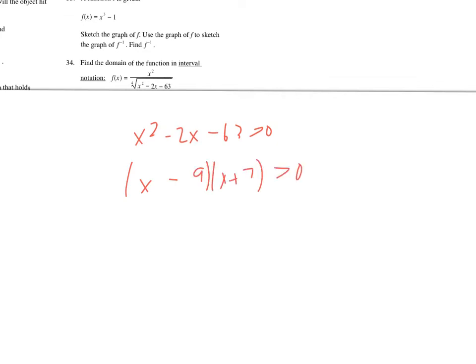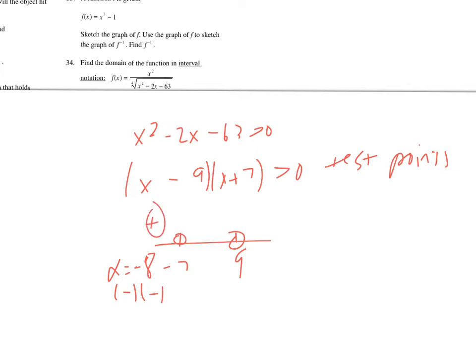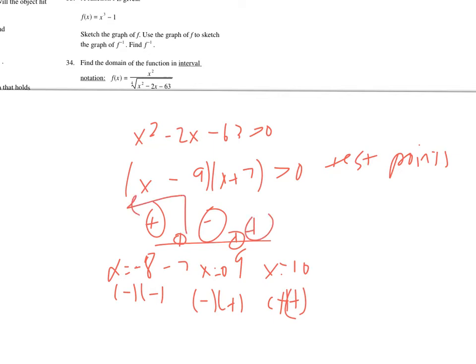And then we do need test points here. I already kind of knew that because we have the quadratic inequality. So we're going to go negative 7 and 9. We've got open circles here. And then you can test them out. So we get x equals negative 8, so that's a negative negative. And then x equals 0 is a negative positive. And then x equals 10 is a positive positive. So let's see, we're going to go that way and that way. So we get negative infinity to negative 7, union 9 to infinity.